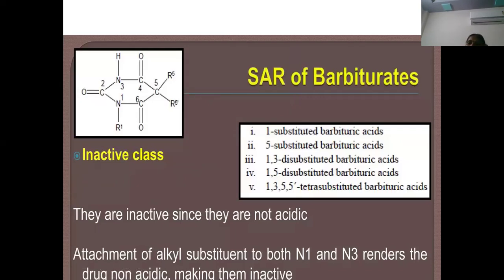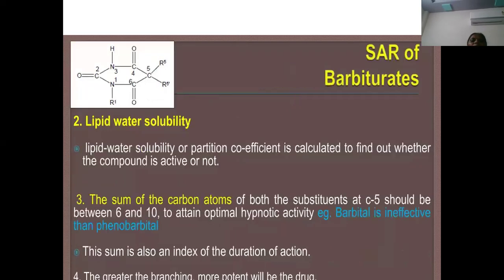Next, second one is inactive class. Under that we have again 5 types. They are inactive since they are not acidic. So attachment of alkyl substituent to both N1 and N3 renders the drug non-acidic, making them inactive. Next, coming to the second one, lipid water solubility. So this is the second point in that SAR. Lipid water solubility or partition coefficient is calculated to find out whether the compound is active or not.